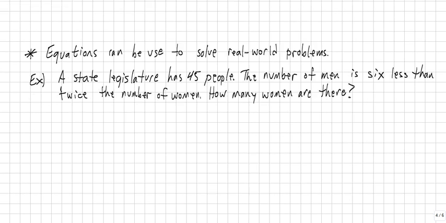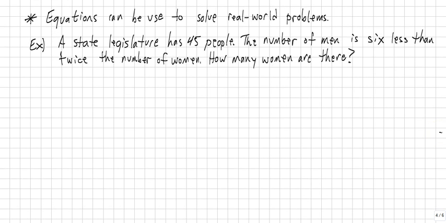Okay. Not necessarily a uniform motion question, but just more practice with translating words, this time into an actual equation where we're going to want to solve something. So let's say a state legislature has 45 people. The number of men is 6 less than twice the number of women. How many women are there in the legislature?